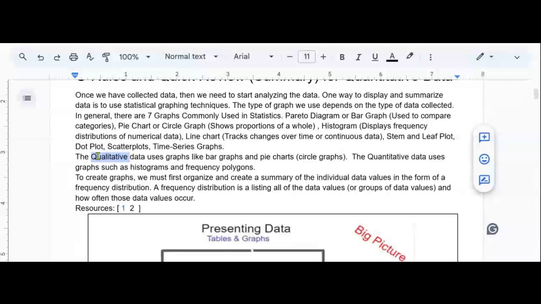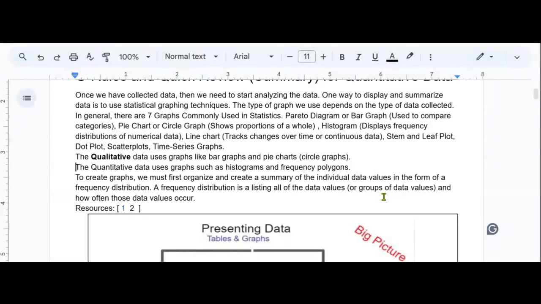The qualitative data use graphs like bar graphs and pie charts. The quantitative data uses what? It uses histograms and frequency polygons. So remember, each type of data takes its own type of graph.